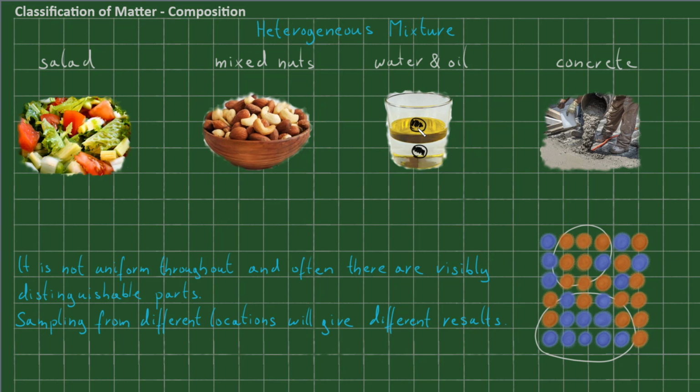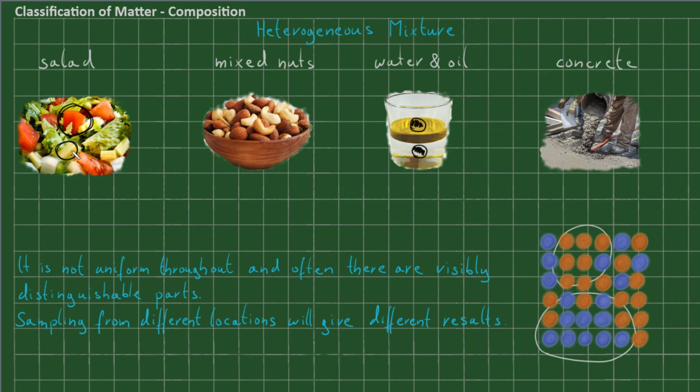In a similar fashion, if I was to sample the salad, if I take one sample from here, I will end up with a tomato, whereas if I take a sample from here, I might end up with a piece of lettuce or celery. Alright, so how does a heterogeneous mixture differ from a homogeneous mixture? Well, let's have a look.